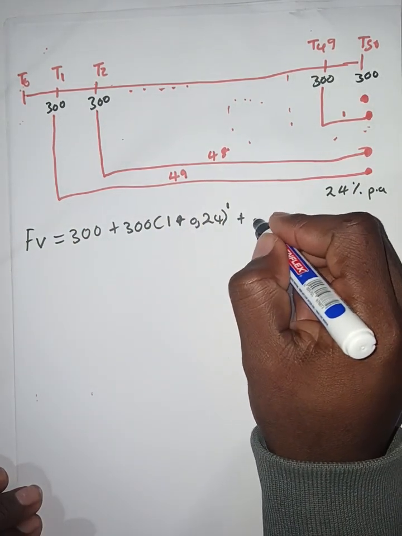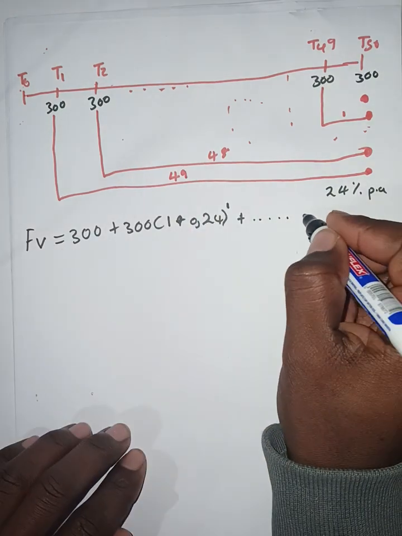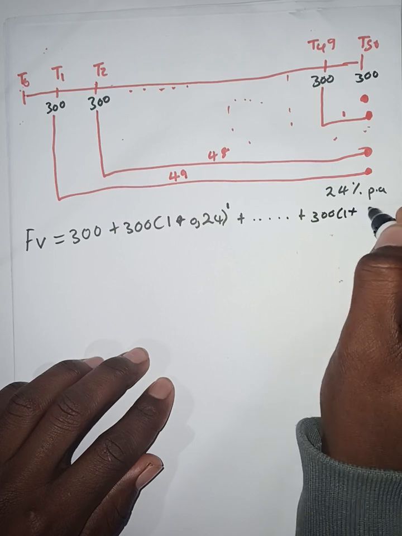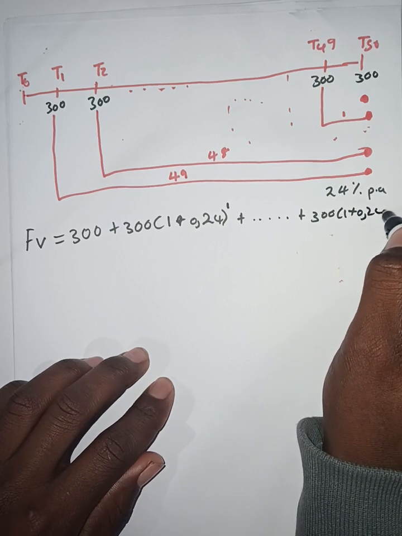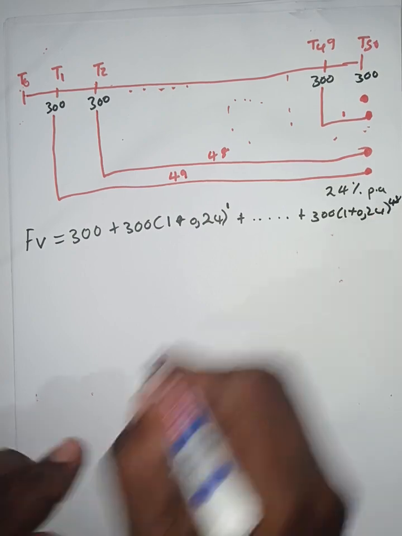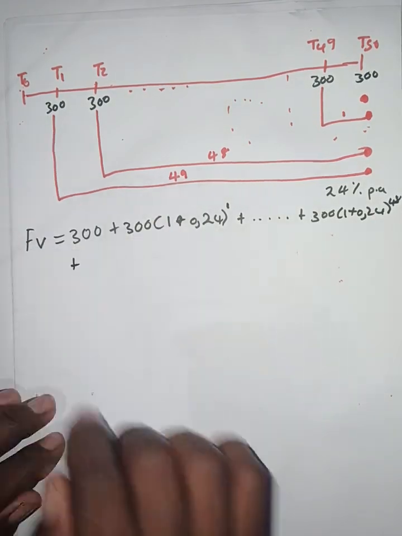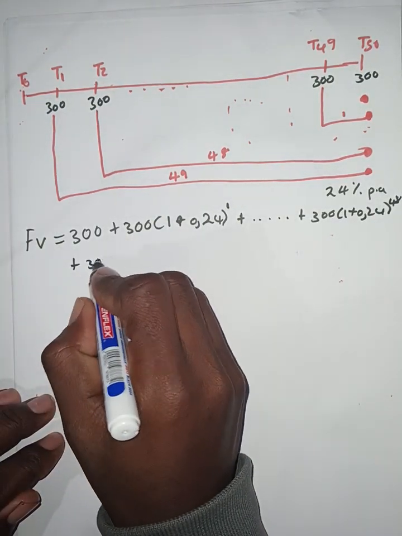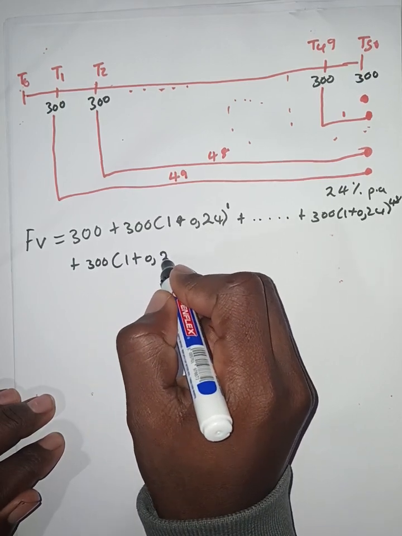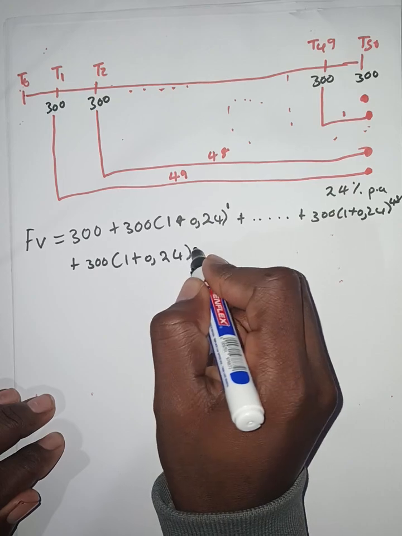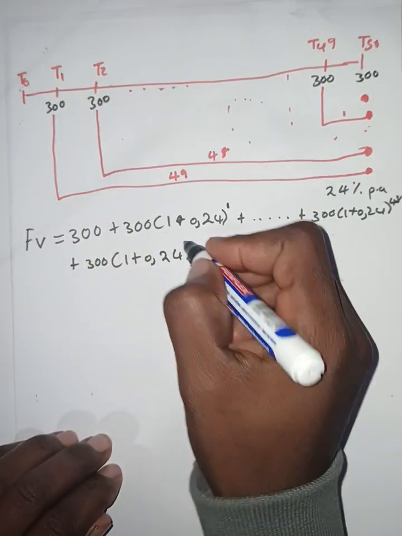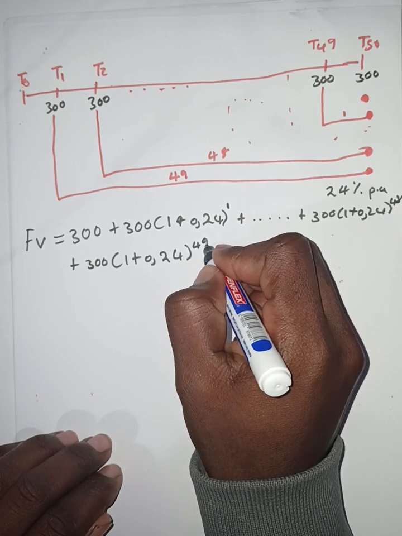So that would be plus, and also the other ones in between, plus the one there. So that one would be 300 times 1 plus 0.24, but it was in the account for 48 years. So that would be 48, plus the one we made at T1, which would be 300 times 1 plus 0.24, which was in the account in this case for 49 years.